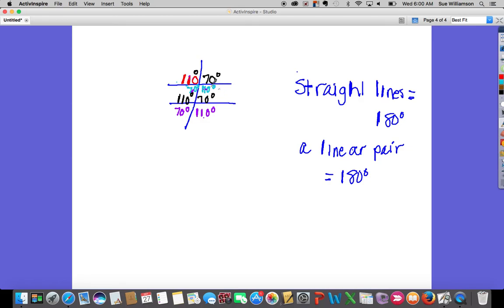Do you also notice the pattern these are forming? So 110 plus 70 is 180 degrees, and 70 plus 110 is 180, and 110 plus 70 is 180, and 70 plus 110 is 180 degrees. So these angles alternate as well. It's really important that you know these angle relationships because you'll continue to use them throughout the year.